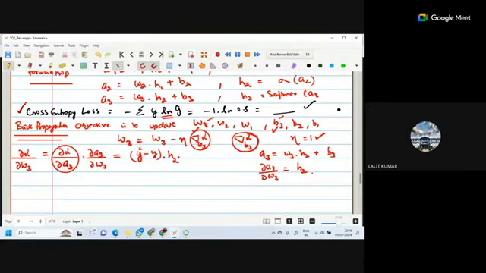The dimension of ∂L/∂W3 has to match with W3. W3 size is 2 into 3. Now see here, ŷ minus y size is 2 into 1. H2 size is 3 into 1. So I have to multiply this by its transpose to get this.